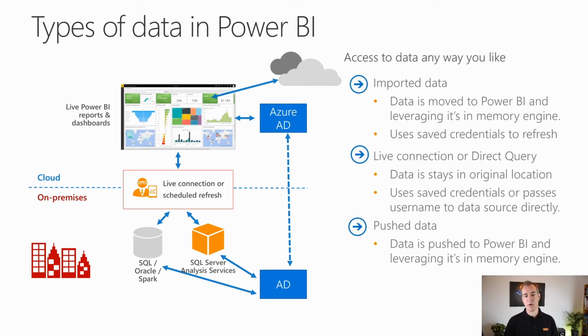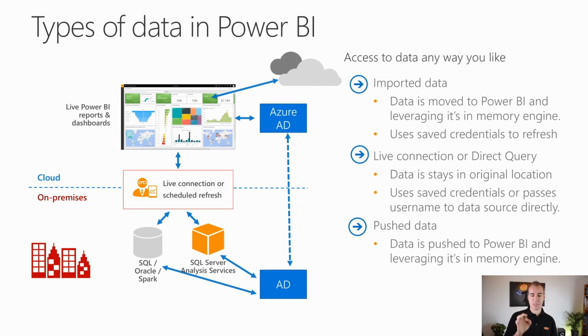So how are you accessing the data? There are three main modes of connecting to data. One is you import data. So data is moved to Power BI and it's leveraging its in-memory engine. It uses saved credentials to refresh. So again, data is moved to Power BI from its data source and it's using credentials to get to that data. When you use live connection or direct query, the data stays in its original location.